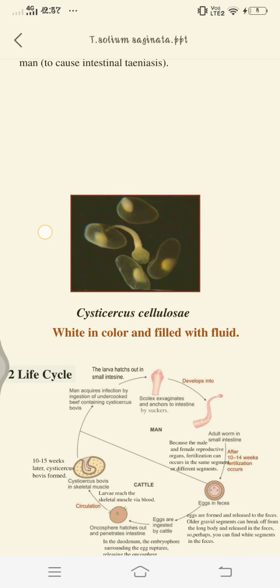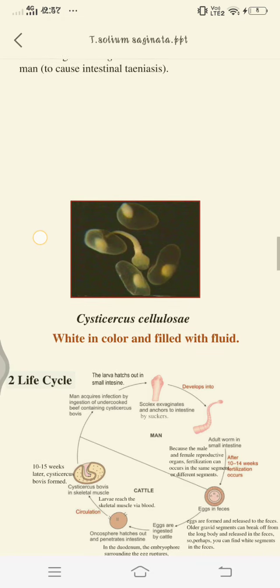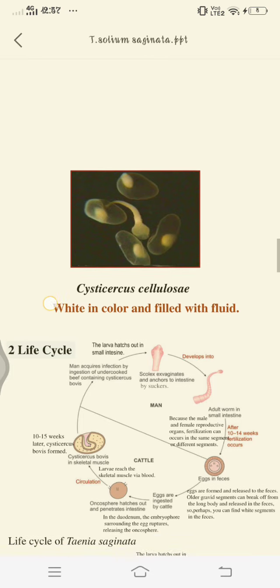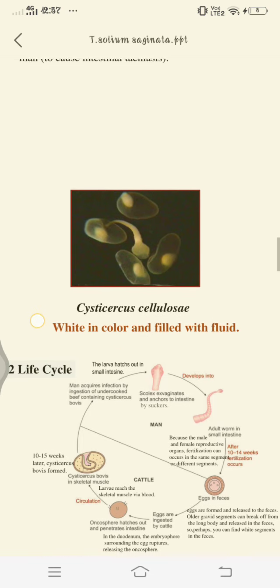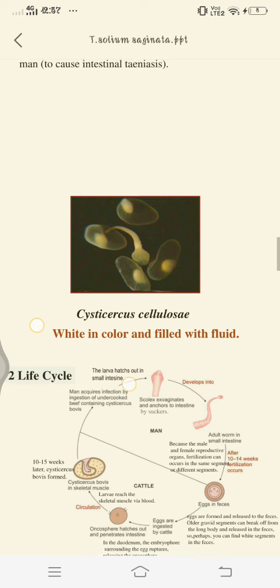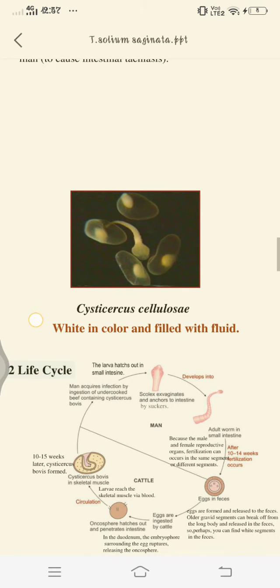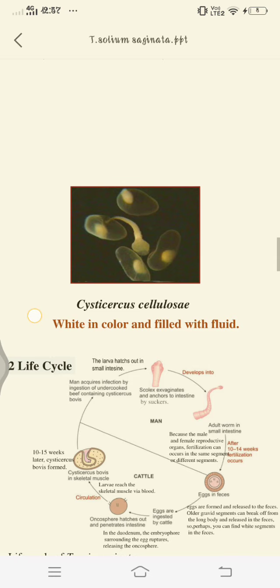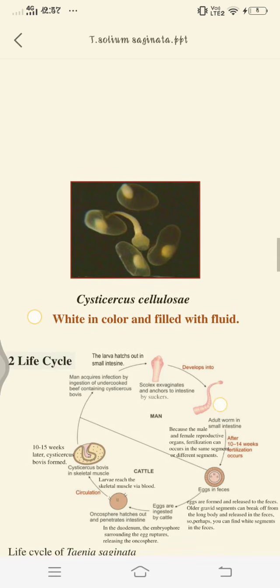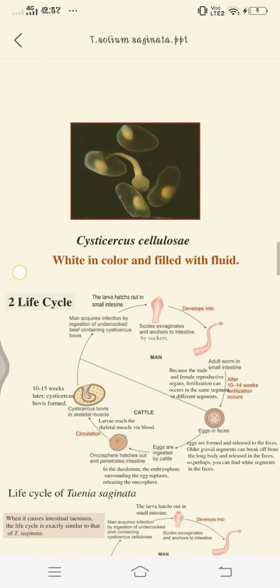In the life cycle, first a man acquires infection by ingestion of undercooked beef, and beef means you can understand it is saginata, containing the Cysticercus bovis. Of course, bovis is the infective form, and the larva hatches out in the small intestine. The scolex evaginates and anchors to the intestine by the suckers and develops into an adult worm in the small intestine. So the adult forms in the small intestine, remember.